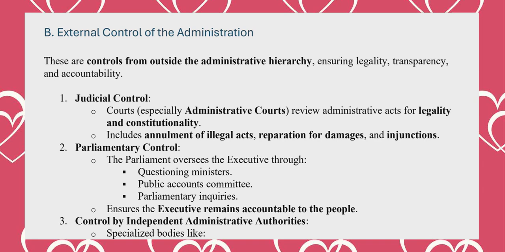This control is to ensure legality, transparency, and accountability. What are the forms of external control I earlier mentioned? Number one, judicial control. Two, parliamentary control. And three, control by civil society. We're going to enlarge more on civil society when we get there.